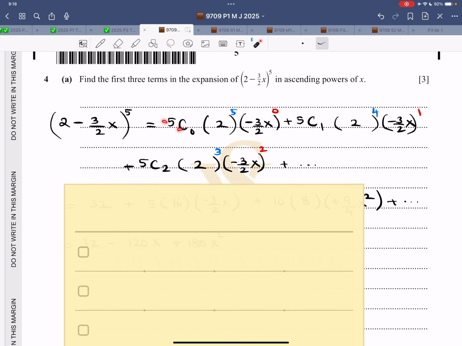That is 5c0, b raised to power of 0, a raised to power of n. That's the way that I use. 5c1, b raised to power of 1, 2 raised to power of 4, 5c2, b raised to power of 2, 2 raised to power of 3.